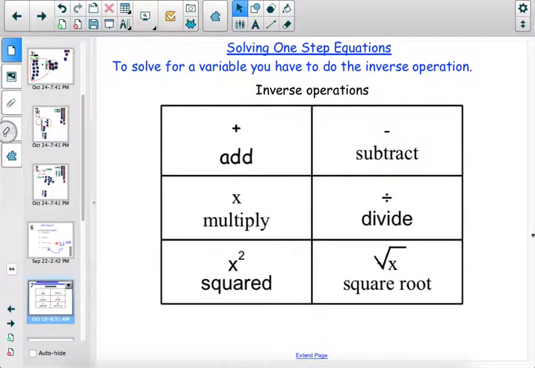Okay. To solve for a variable, you have to work backwards. To work backwards, you have to do inverse operations.